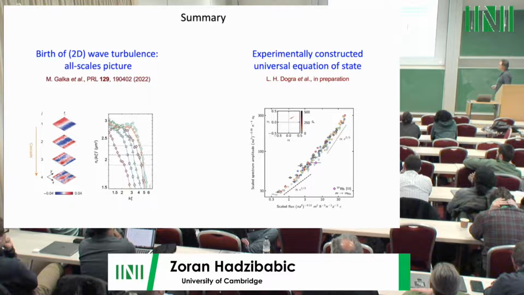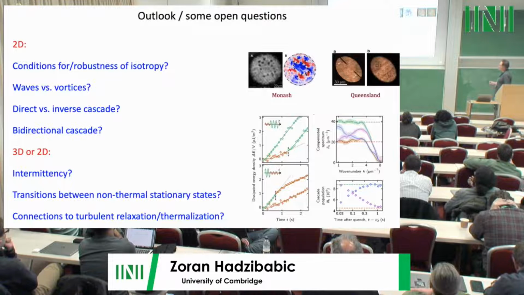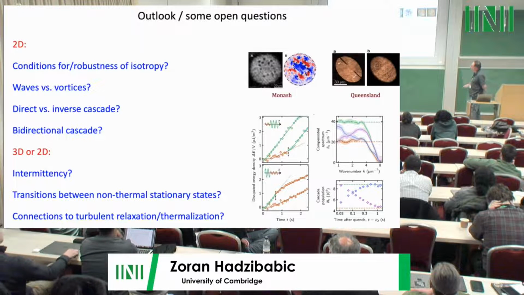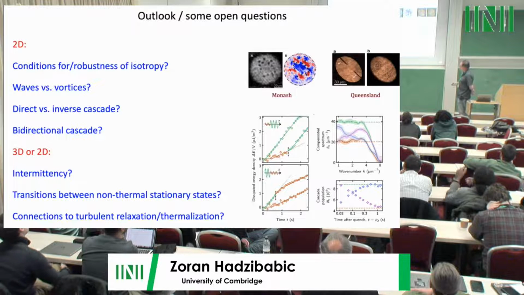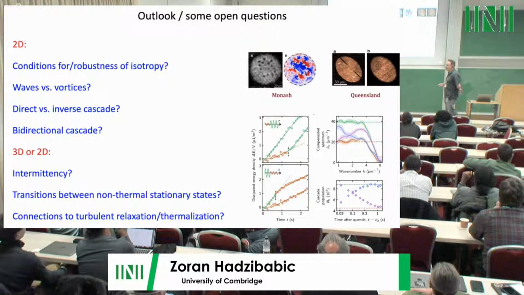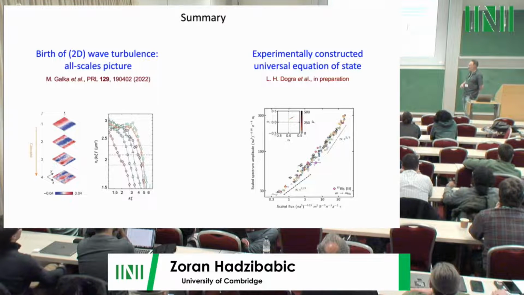If you want to discuss during the break, people might be losing patience. But in the spirit of this workshop, there's a bunch of ideas where we want to go into the future: looking at both waves and vortices, both direct and inverse cascades or bidirectional cascades, intermittency, quenches between stationary non-thermal states, connections to thermal relaxation, thermalization. Some of these we already have preliminary data for. Some of it is just, what do you call it, a spark in our eye. All right, but this is what's done for now.